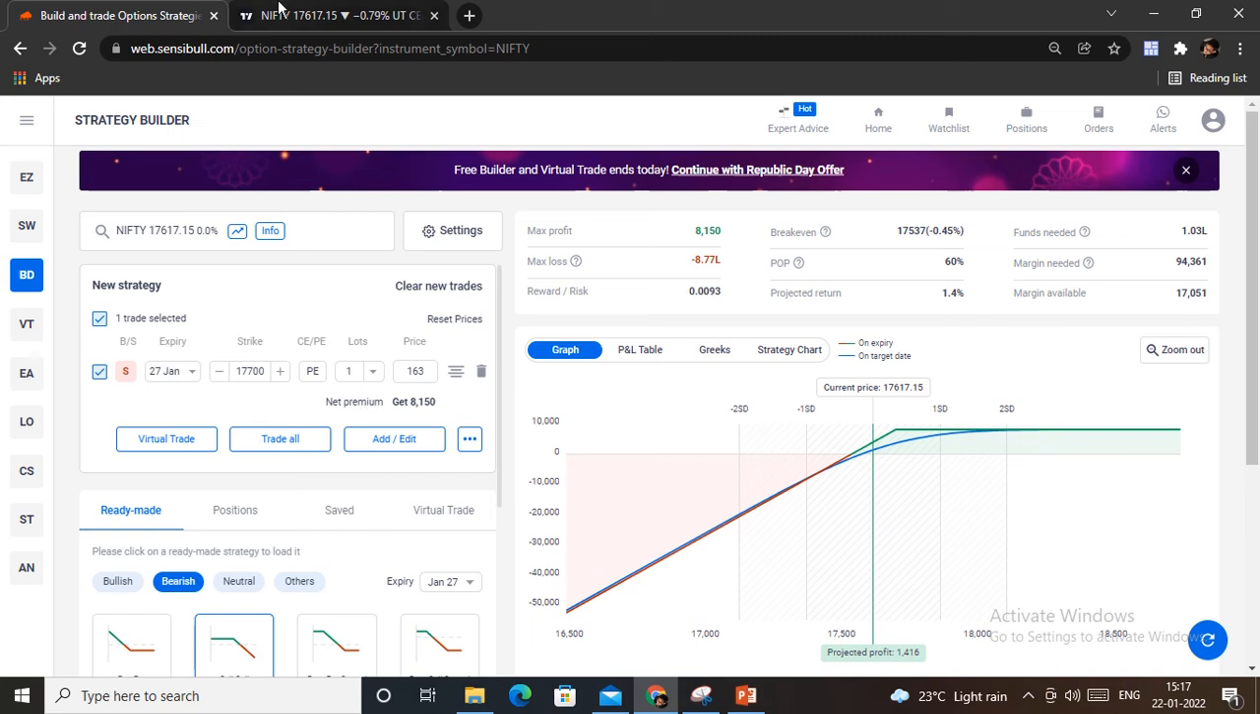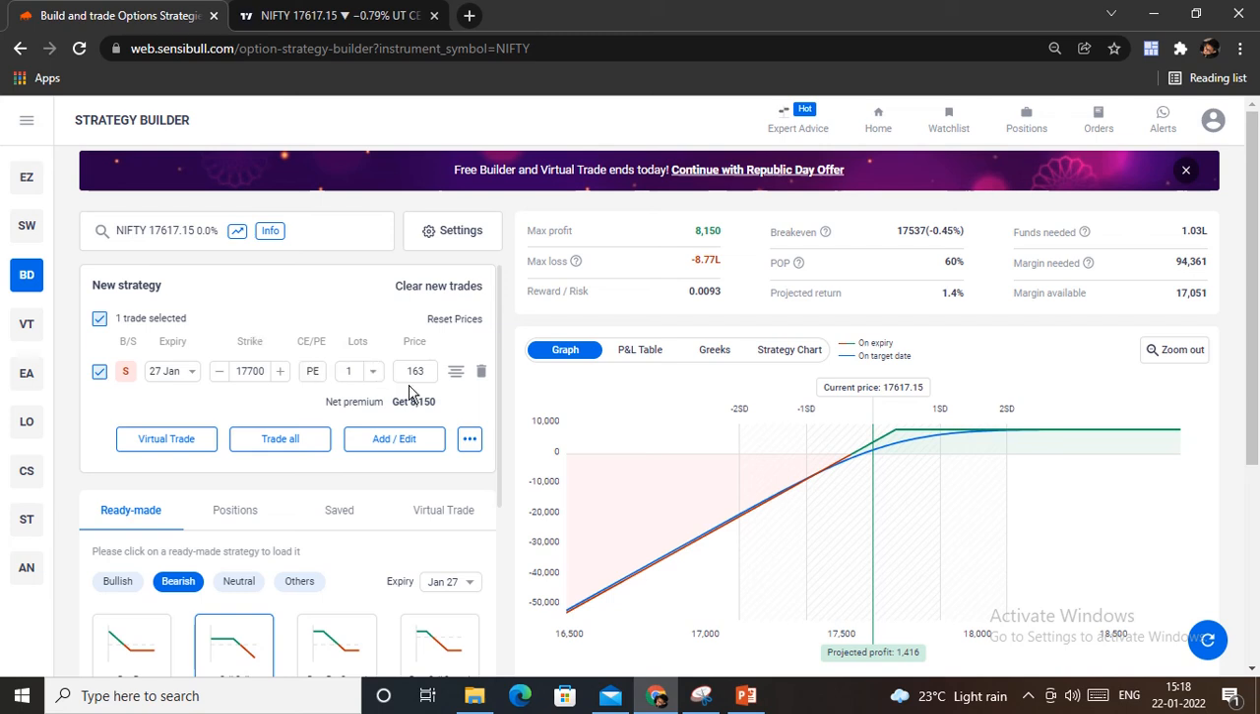Right now the market is at 17,600. So what should be the intrinsic value of the 17,700 put option? It should be 100 rupees, whereas the price of that put option is 163 rupees, which means even if the market stays at the same level, the time value right now is 63 rupees. Even if the market doesn't move, what is the profit per lot the option seller will have by the expiry day? It's the time value, that is 63 rupees.